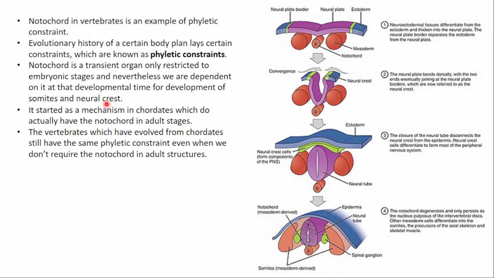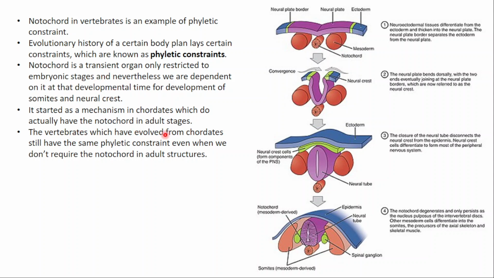But if you see the origin of this notochord, it actually started as a mechanism in chordates, which do have the notochord in adult stages. So if you go back in evolutionary time, vertebrates arose from chordates. Even now, urochordates have the notochord persistent in the adult stages. So in urochordates and earlier chordates, notochord is not a transient structure, it is a permanent structure, and it is also responsible for somites and neural crest.